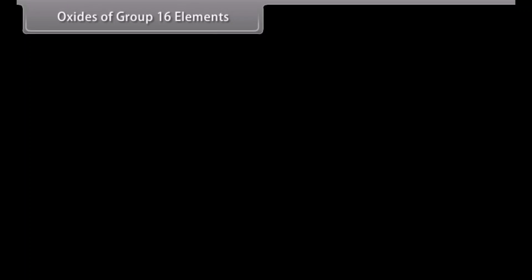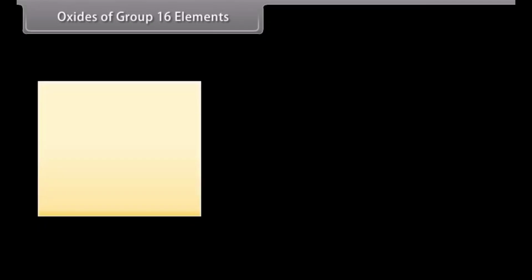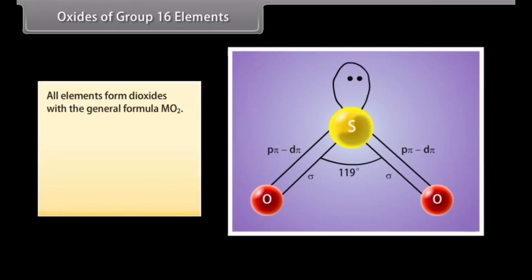Oxides of group 16 elements. All elements form a variety of oxides. All elements form dioxides with a general formula MO2. The acidic character of these dioxides decreases down the group.